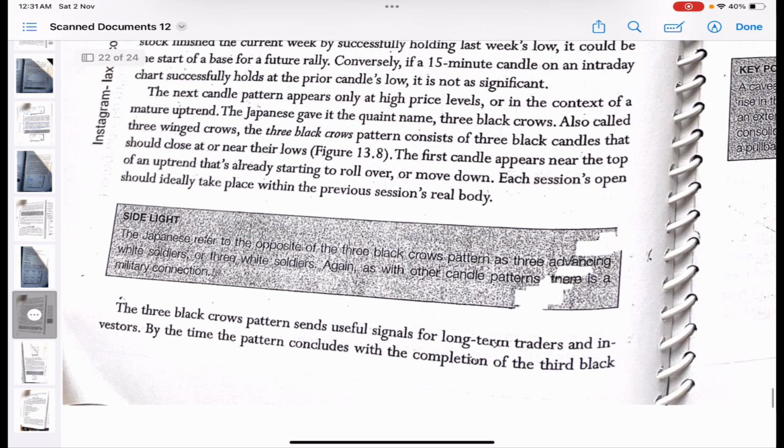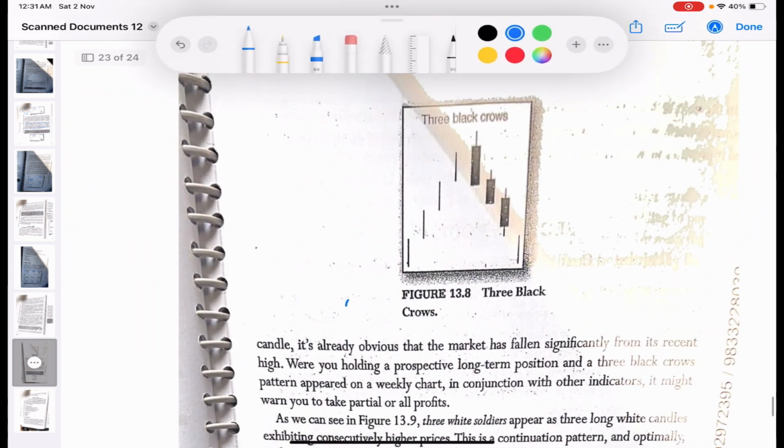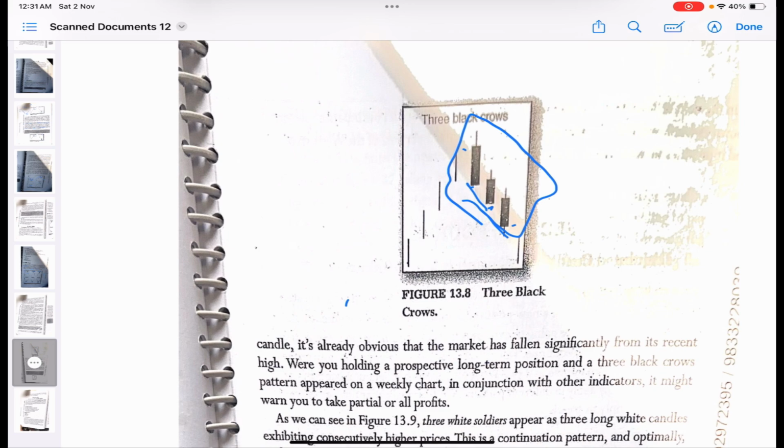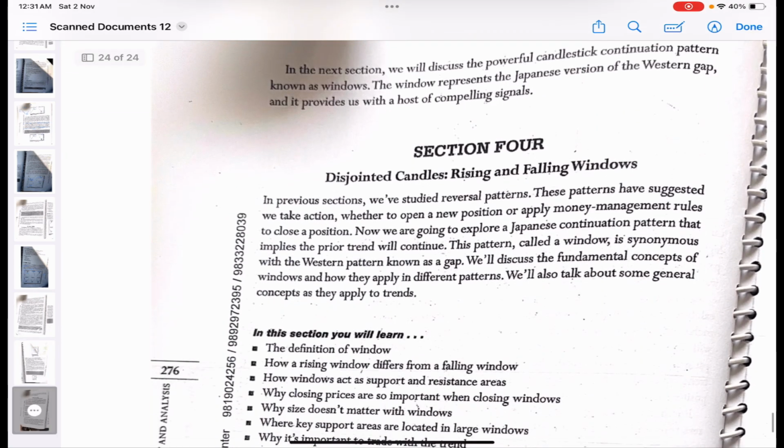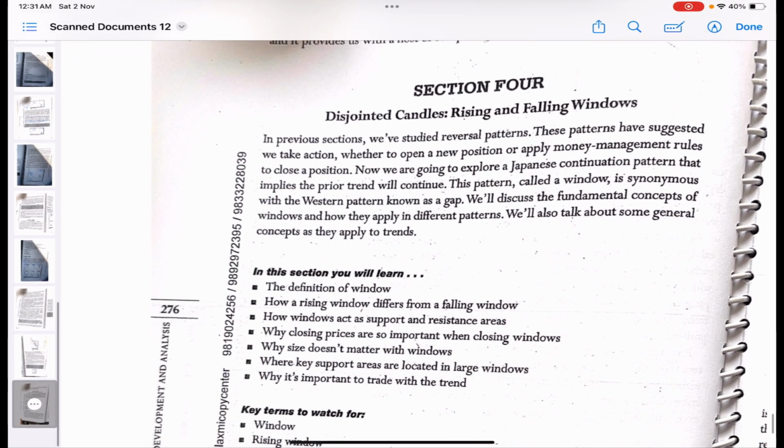Okay, what is the three black crows? Let's see this. Three black crows is when you have three big black candles and none of them are inside any bodies, they all are extending below. Same way, three white soldiers is when you have three like this. Simple stuff. I'm not getting into the detail of it. You know the psychology behind it.